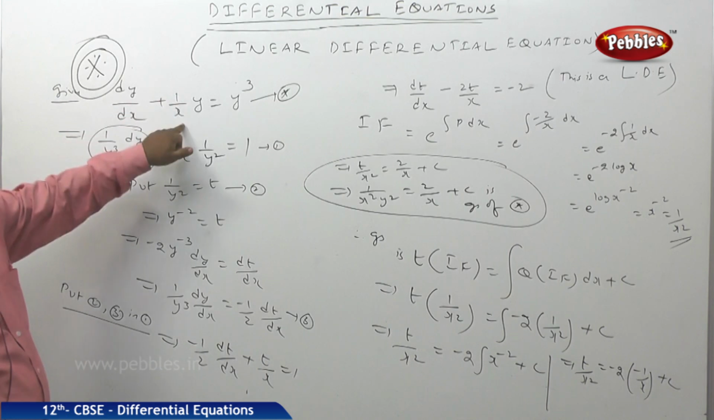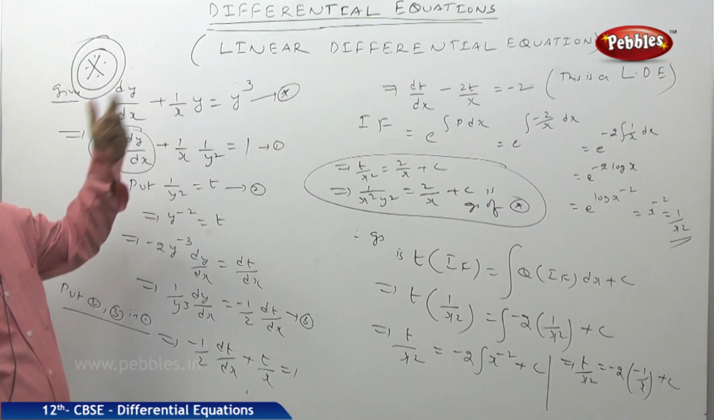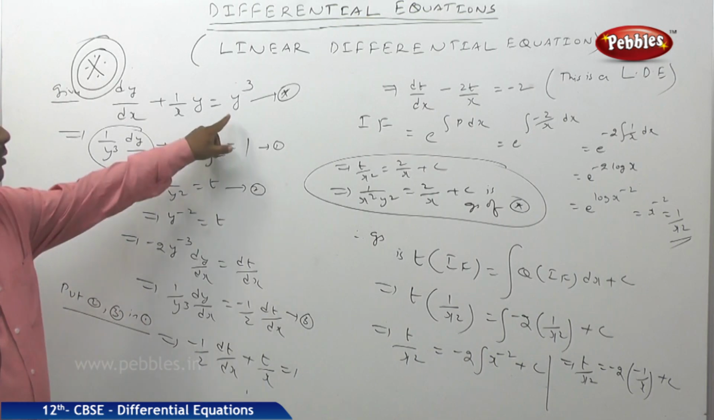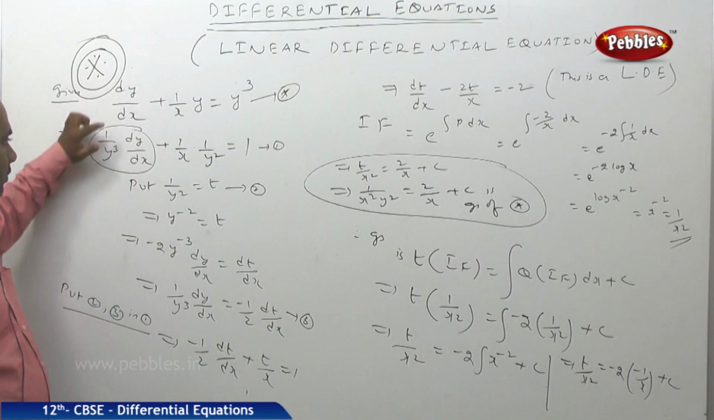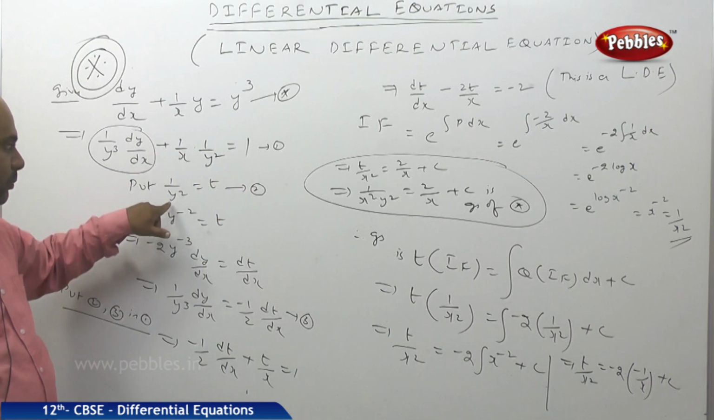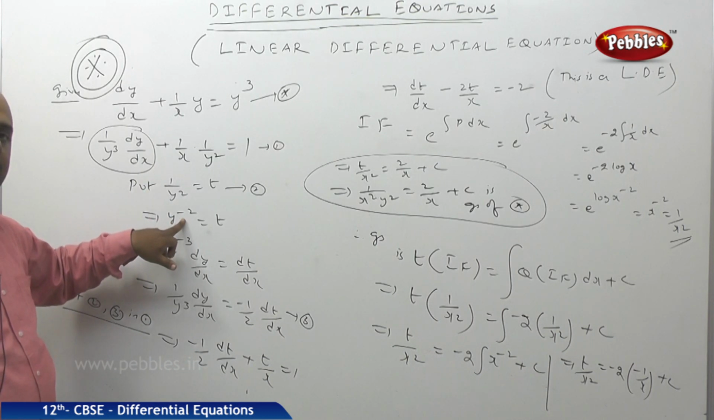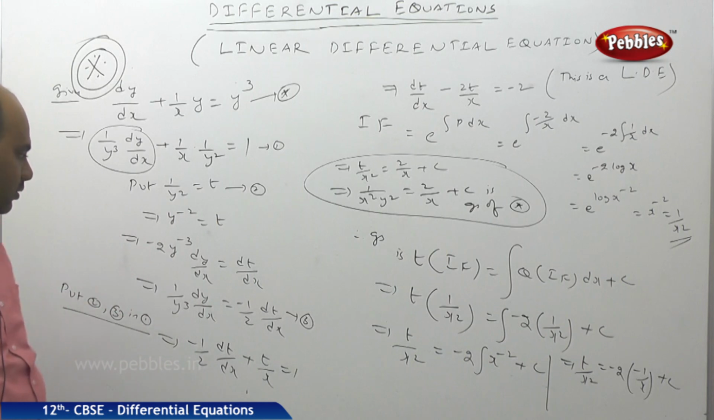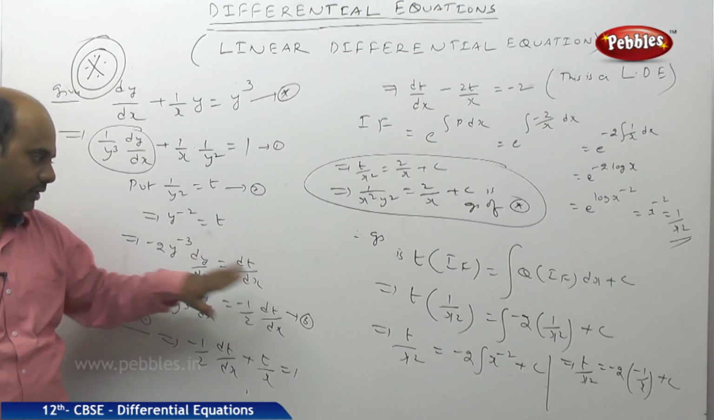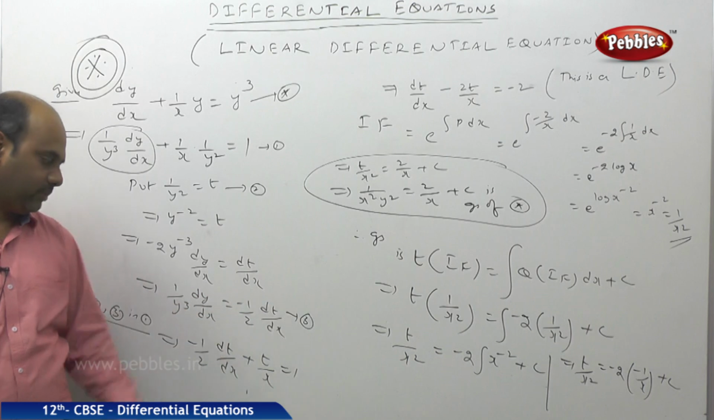dy by dx plus 1 by x into y is equal to y cube. I call this star. This is a differential equation, and this kind of differential equation we call a Bernoulli's equation. So we need to divide by y cube on both sides. So 1 by y cube dy by dx plus 1 by x into y square is equal to 1. We need to put 1 by y square is equal to t. So 1 by y square is y power minus 2, so y power minus 2 is equal to t. So minus 2 into y power minus 3 dy by dx is equal to dt by dx. So 1 by y cube dy by dx is equal to minus 1 by 2 dt by dx.